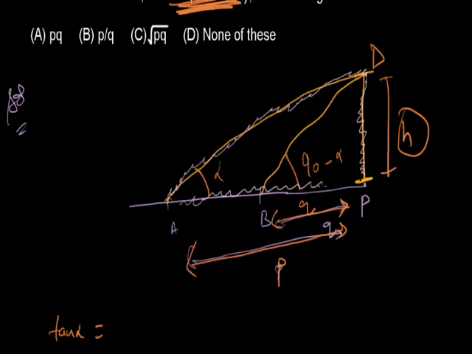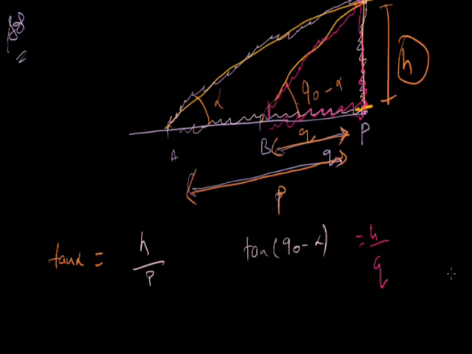If I look at this triangle ADP, tan alpha is perpendicular upon base. Perpendicular is H upon P. Similarly, if I say tan of 90 minus alpha, this angle, this is H upon Q. I'm looking into triangle BDP, this angle BDP is 90 minus alpha. I'm talking about tan 90 minus alpha, which is perpendicular upon base, which is H upon Q.